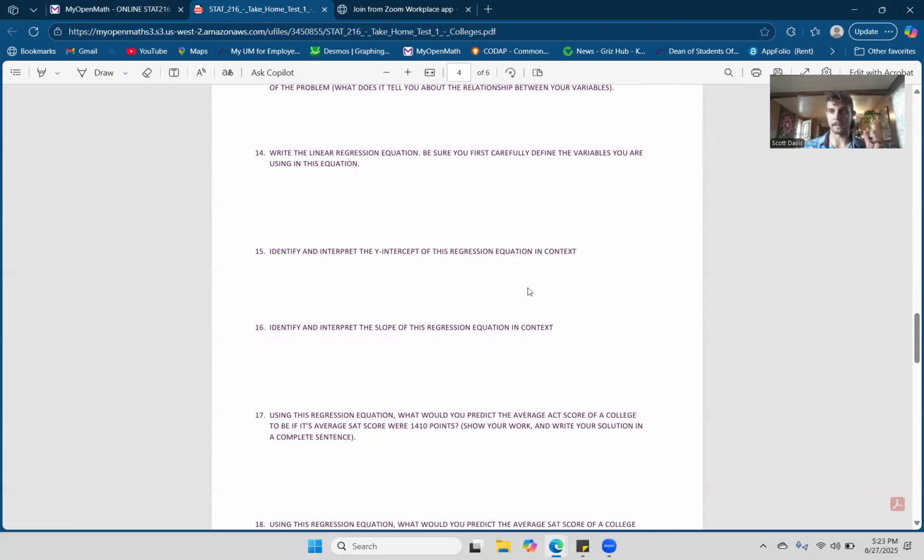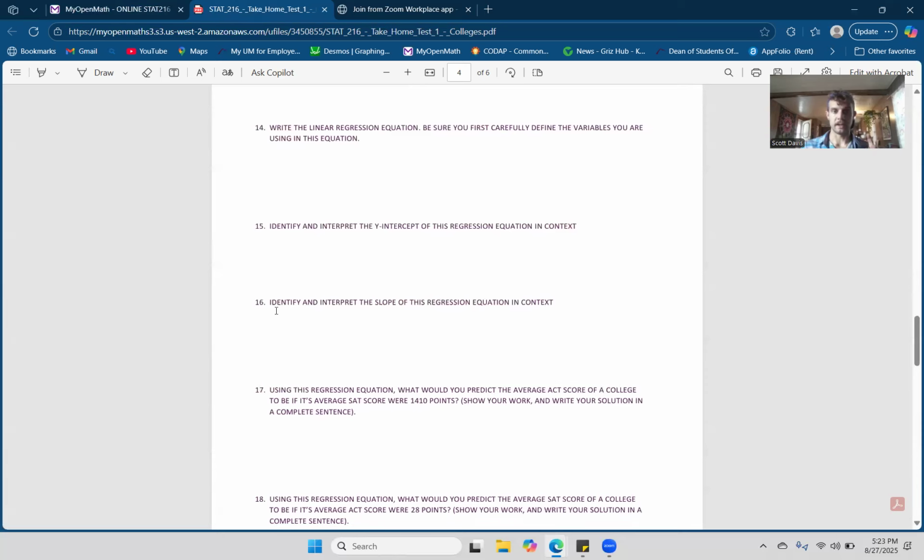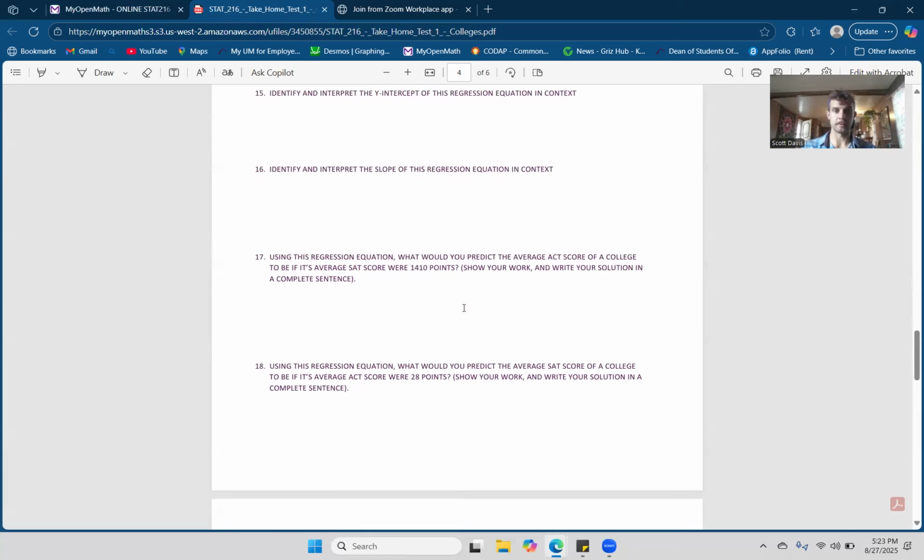There's two pieces to a y-intercept. Don't forget both of them. Identify and interpret the slope of this regression equation in context. So don't forget your units. What does the slope tell us about the relationship between these variables?